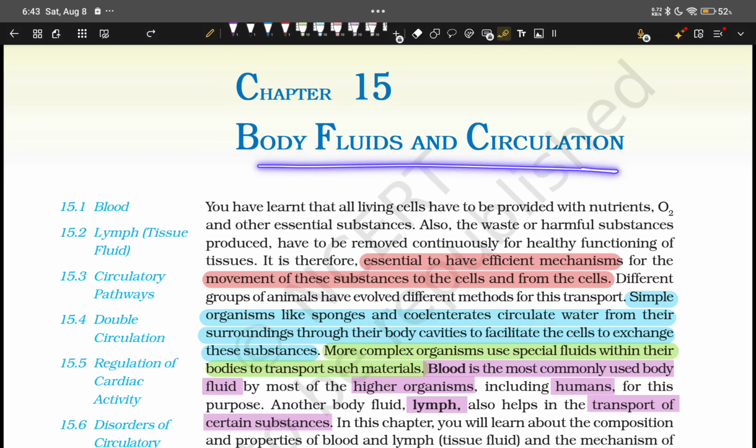Hello guys, today we are going to start this chapter which is body fluid and circulation. This is from the unit Human Physiology of class 11th NCERT.